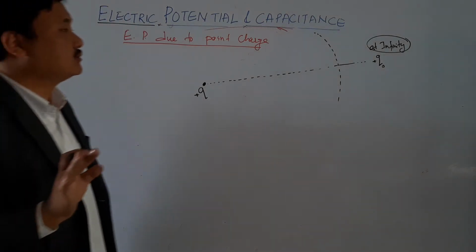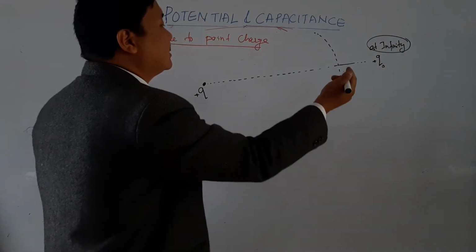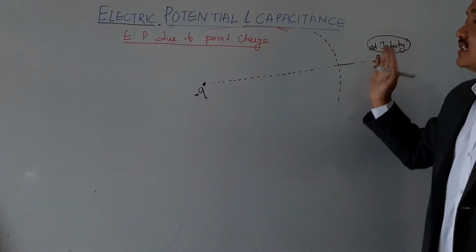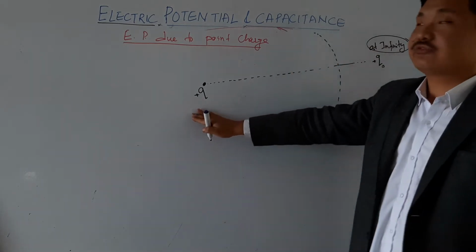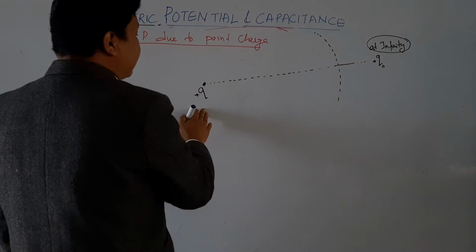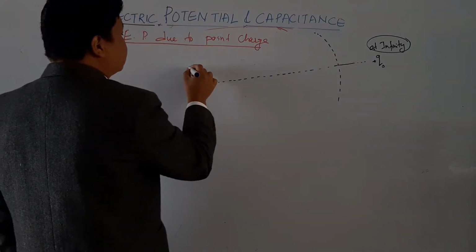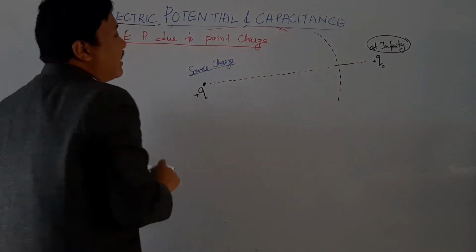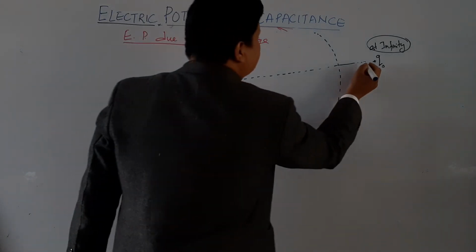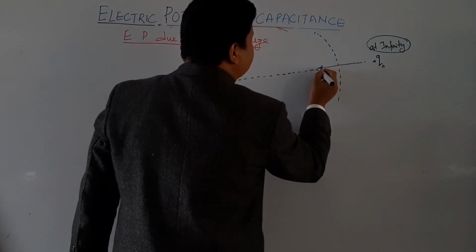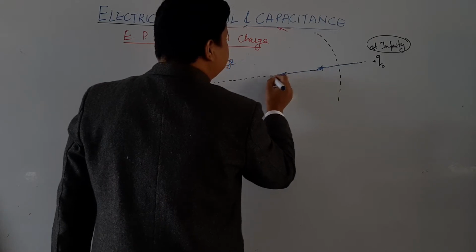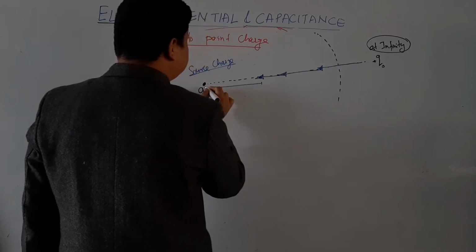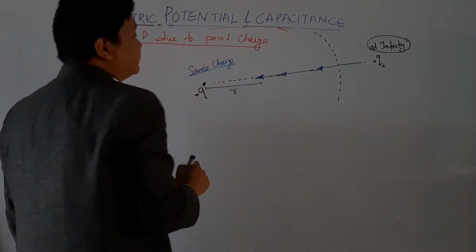Now again, what I need to do? I have to bring this test charge against the electrostatic field of the positive source charge. I will bring it from infinity and bring it here. I reach here, and let this distance be my R.